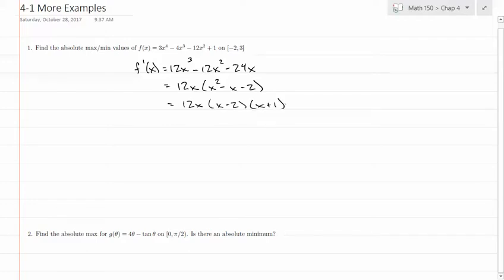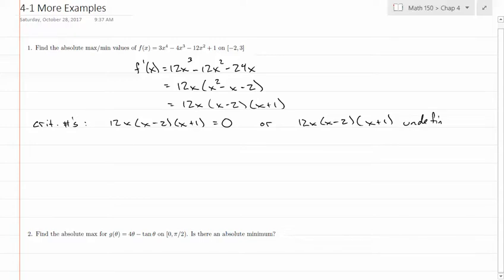Okay. We know that critical points, or critical numbers, are going to occur when either that equals 0 or where it's undefined. We don't have to worry about that being undefined, right? There's no dividing; that's a polynomial, it's defined for all x's.